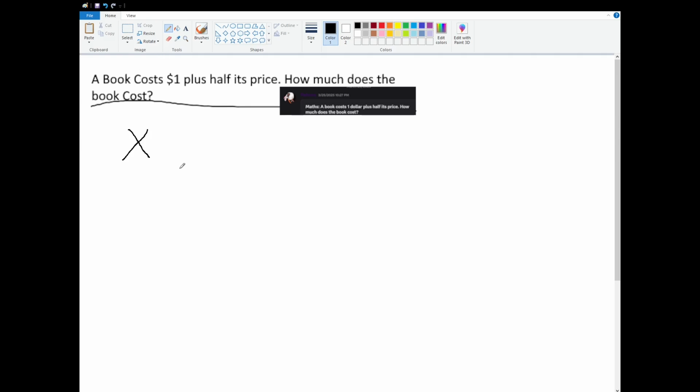The cost of the book. So it costs $1 plus 1/2 of its cost, which is X, because its cost is 1 plus 1/2 of its cost. That's how I would set this up, and that's how I've seen it set up, as I will show later. This should be a very, very short video, or stream.